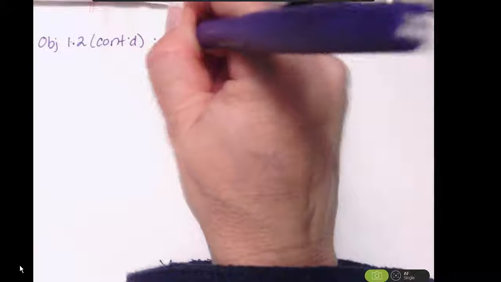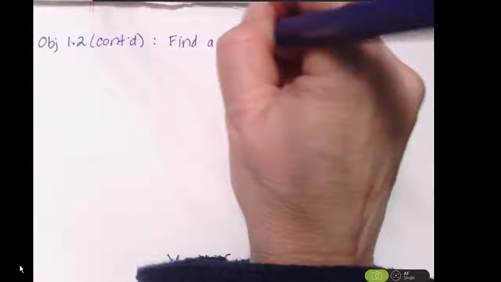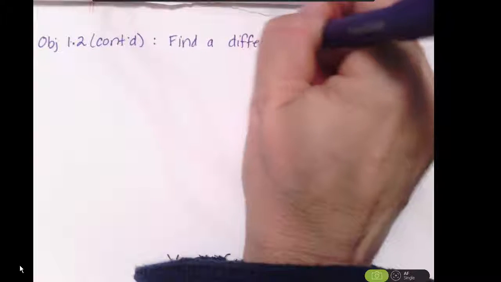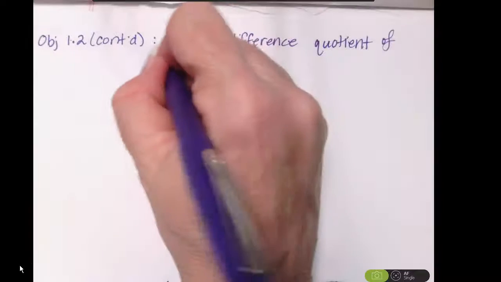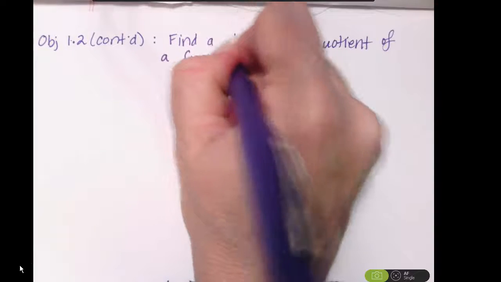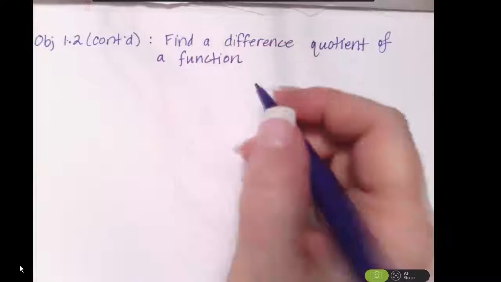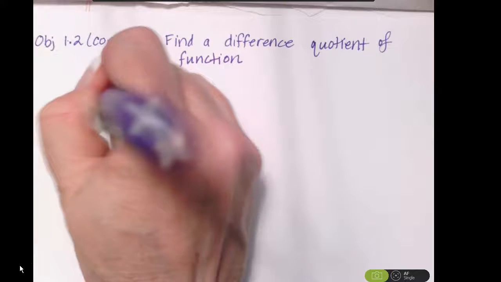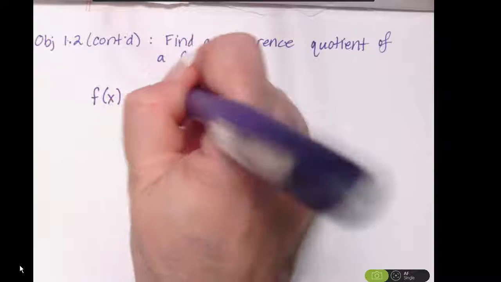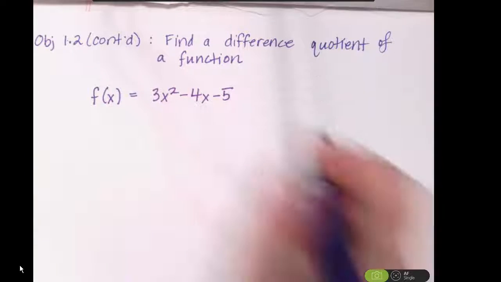So today's lesson is a continuation of section 1.2. And we're going to call it Find a Difference Quotient of a function. And we are going to look at the function f of x equals 3x squared minus 4x minus 5.